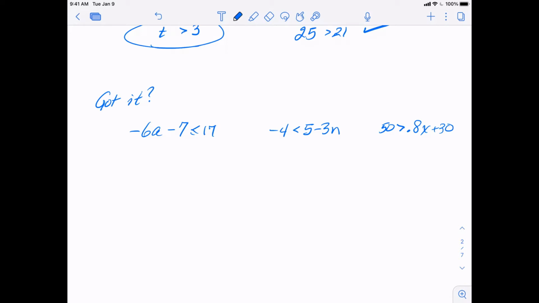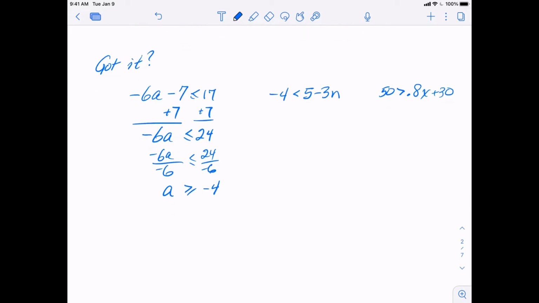Okay, so in this problem, the first one over here, we are going to add 7 to each side, and the left side will be negative 6a is less than or equal to 24. Now we're going to divide by negative 6. And on the left side we will get a, on the right side we'll get negative 4, and we need to switch the inequality to greater than or equal to.